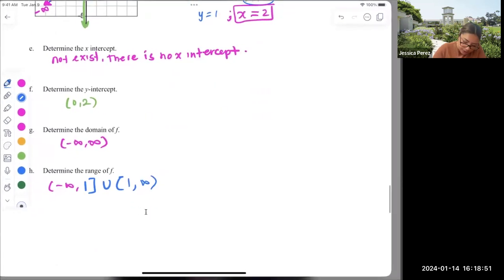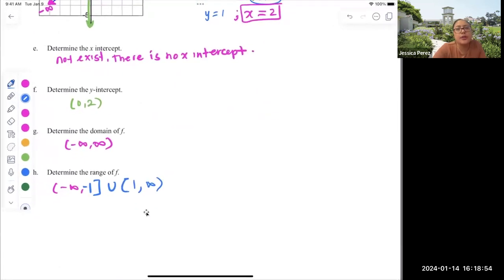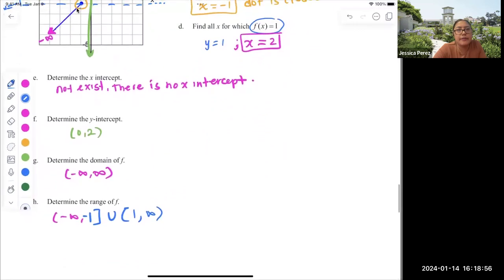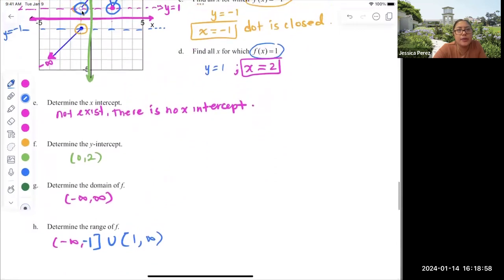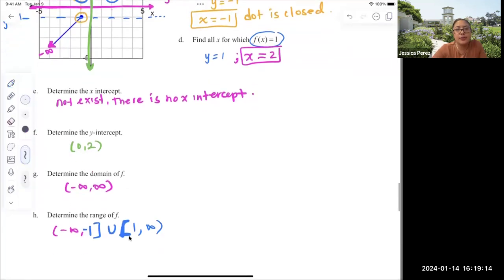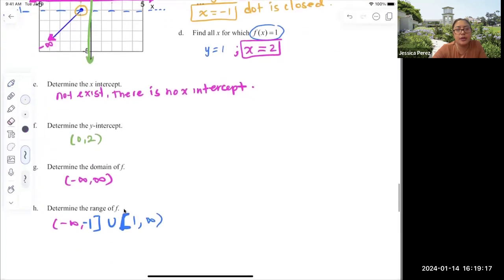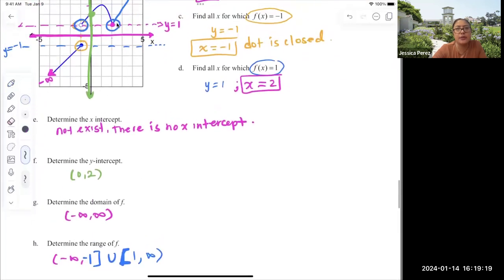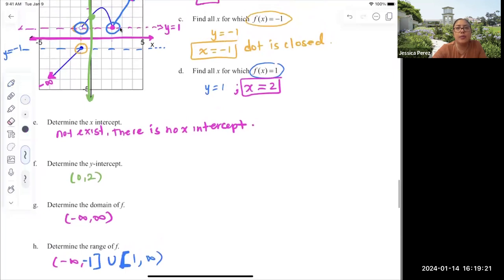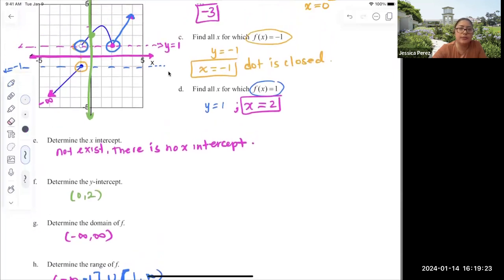So sorry, this is a negative one. So it's going to be, let's look at this one. So it's negative infinity and negative 1. And then it picks it up at y being a positive 1. So you have a closed dot and an open dot. So the closed dot wins. So it's a closed bracket, 1 to infinity. Okay, let's look at that again. So this became a closed bracket because of this closed dot at y being 1, 1 to infinity.